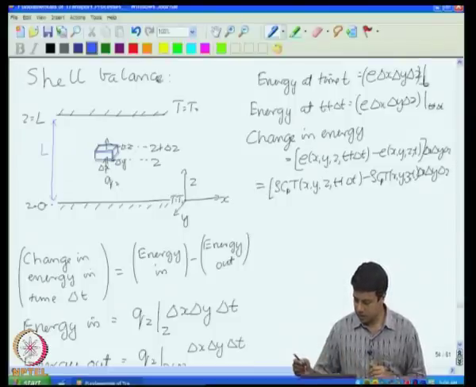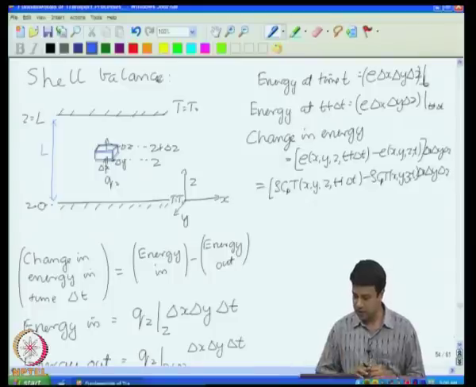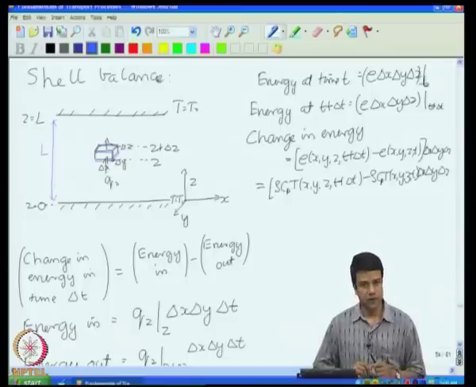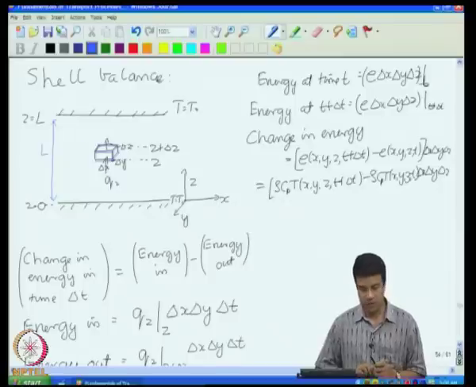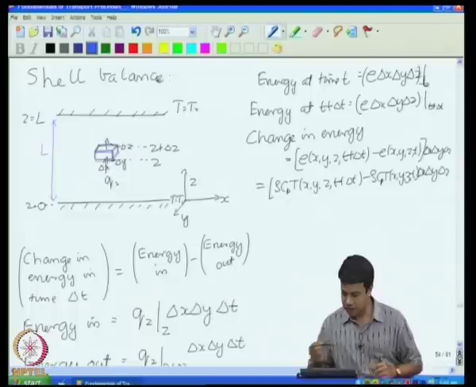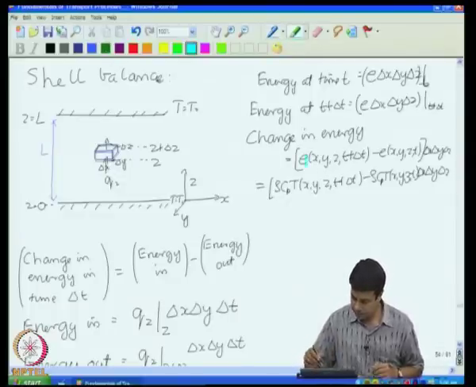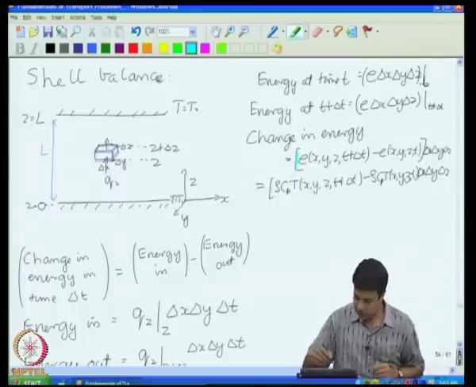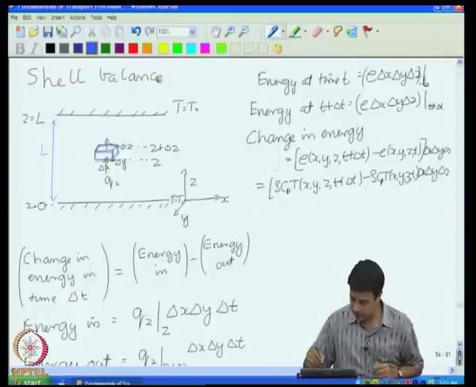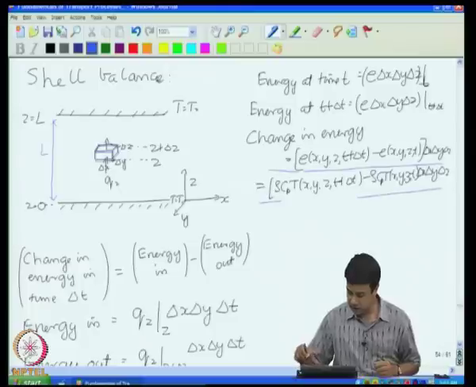And we calculated explicitly the change in energy within a time delta t. The energy within this volume is equal to the specific energy, energy per unit volume at this point x, y, z, times the small volume around it. Therefore, the change in energy was written as E at x, y, z, t plus delta t minus E at x, y, z, t, times the volume itself. And that we wrote in terms of the specific heat and the temperature here.